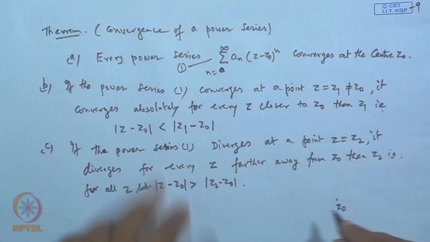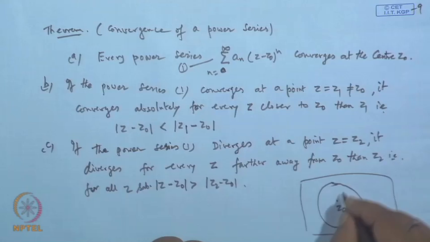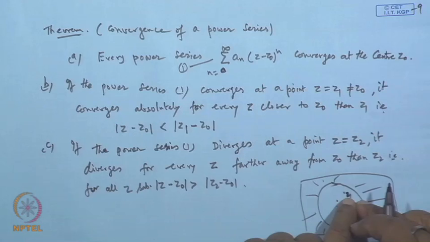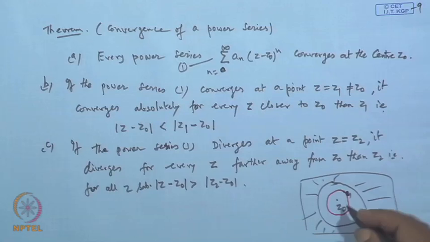and a point, suppose this is the region of convergence, here is the region of divergence, we will see. What it says is, suppose we have a point z 1 here, and if the series converges at the point z 1, then it will converge at every point inside this, that is, if z 1 is this point, then it will converge at every point inside this.